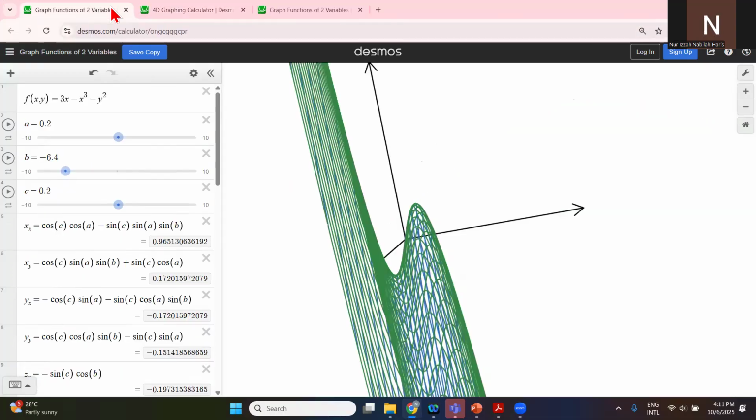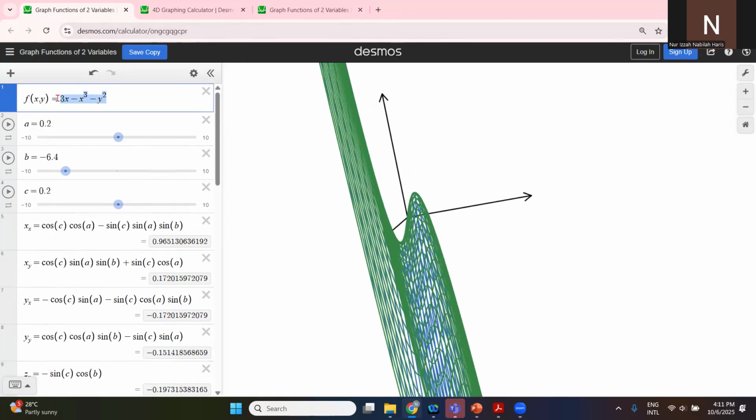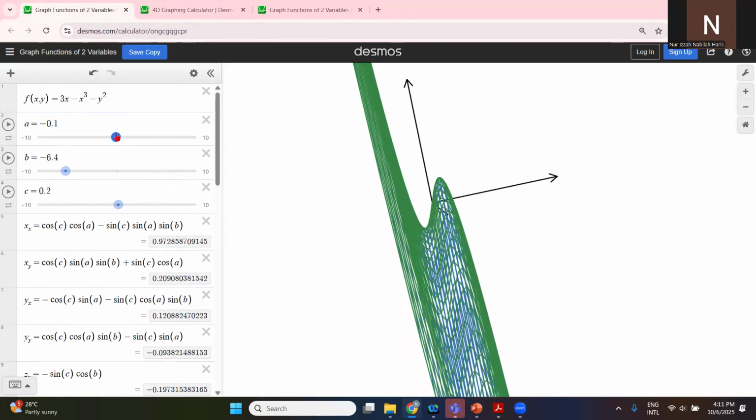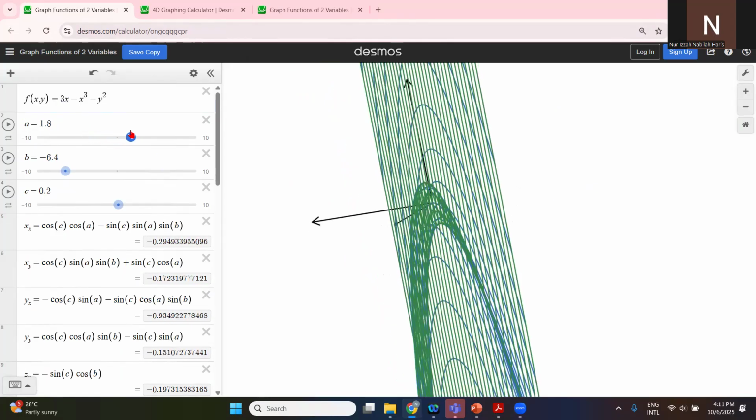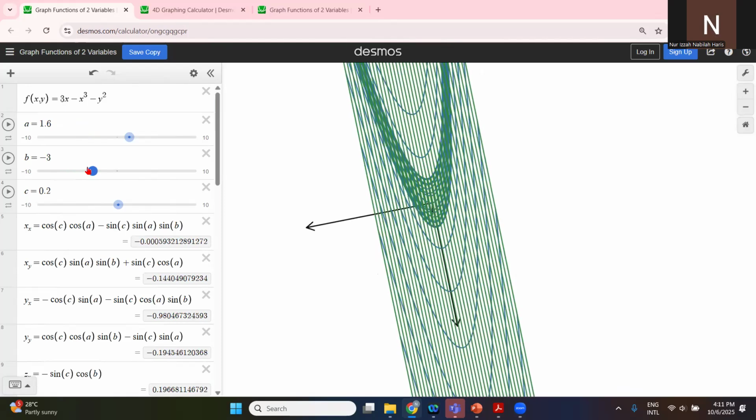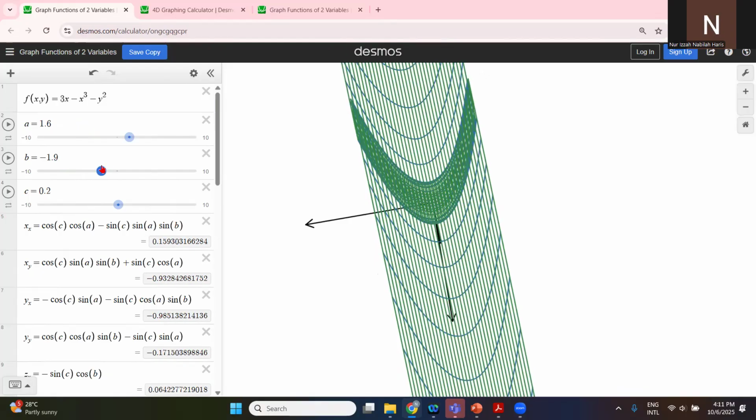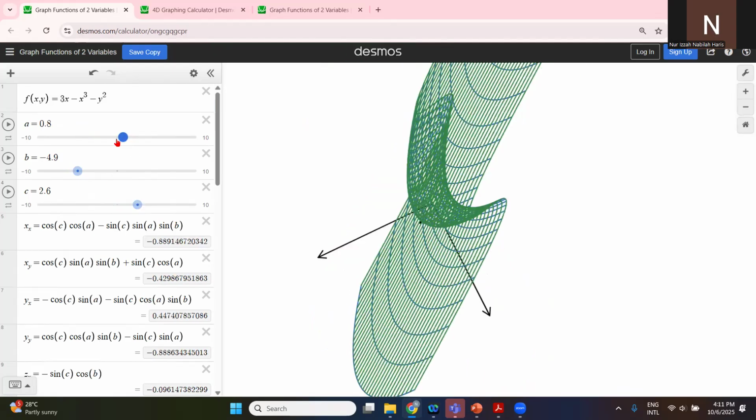So this link will lead you to this web page where you can type your function. I already typed my function, so this is what it should look like. And you can adjust the a, b, c values so that you can visualize the overall shape of the 3D curve. So this depends on you, how you like to see it.